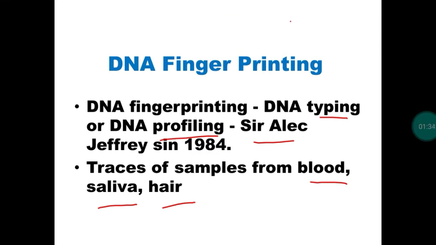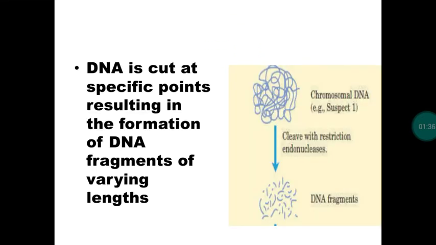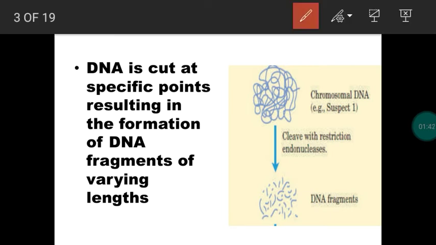Next, the DNA will be cut at specific points. So this is the next step. After collecting the sample, the DNA will be cut at specific points with restriction enzymes like endonucleases. We get different fragments. Because of that, we get different DNA fragments with different lengths, right?